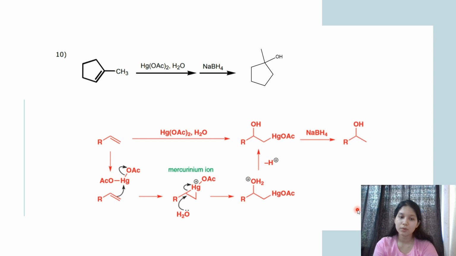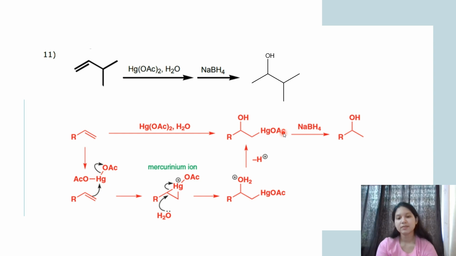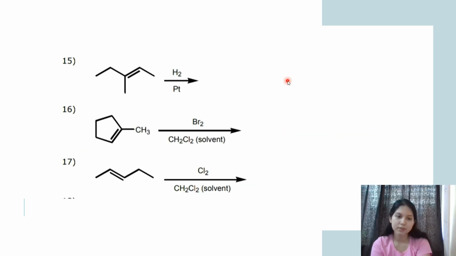Then we also went through the reaction of alkene with mercury acetate in water to get Markovnikov regioselectivity in the product. And we got this organomercury compound in the first step, which underwent reduction with NaBH4, and we got an alcohol as the final product. In the next step, a similar reaction happened in this alkene as well, and we got this alcohol as the final product. Then we learned how hydrogenation in presence of a metal catalyst takes place.